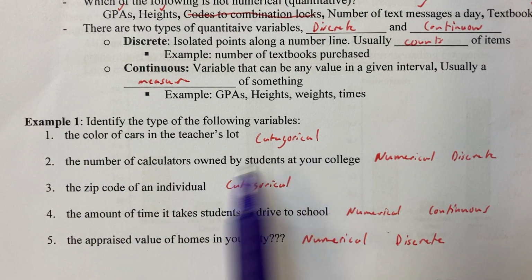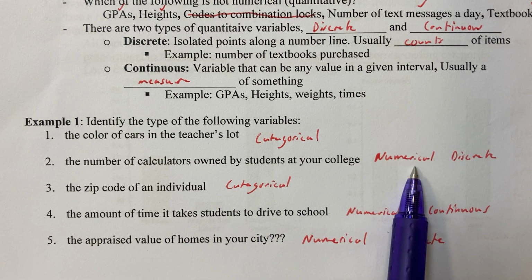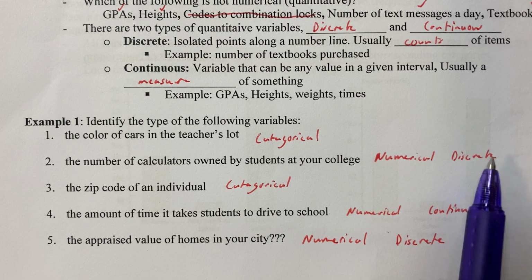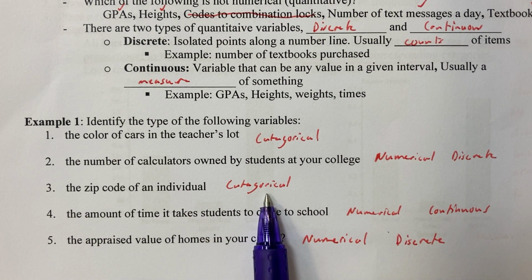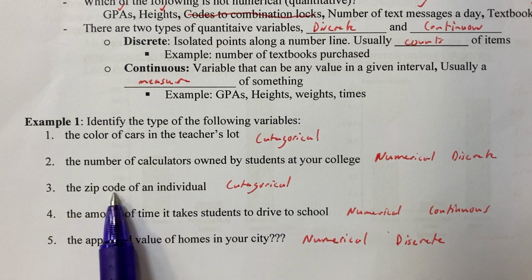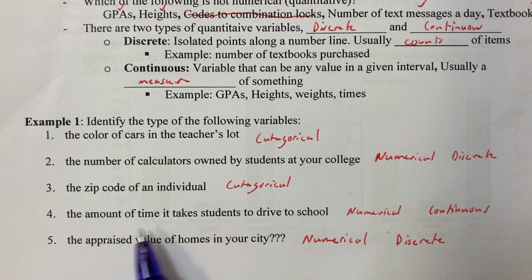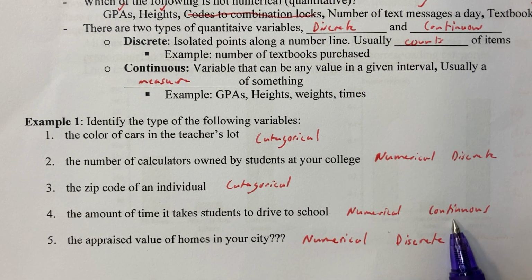Colors of cars, that's categorical. Number of calculators owned by students, that's numerical. And you can count the number of calculators, so that is discrete. Zip code, categorical. Even though it's a number, it's technically a category, and you do have to be careful about this situation. It's a little tricky. The amount of time it takes students to drive to school. We can measure the time with the clock, so that would be numerical continuous.